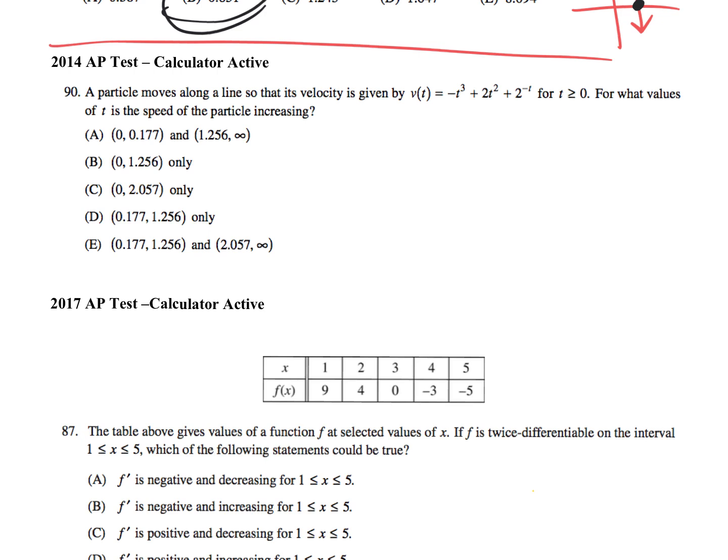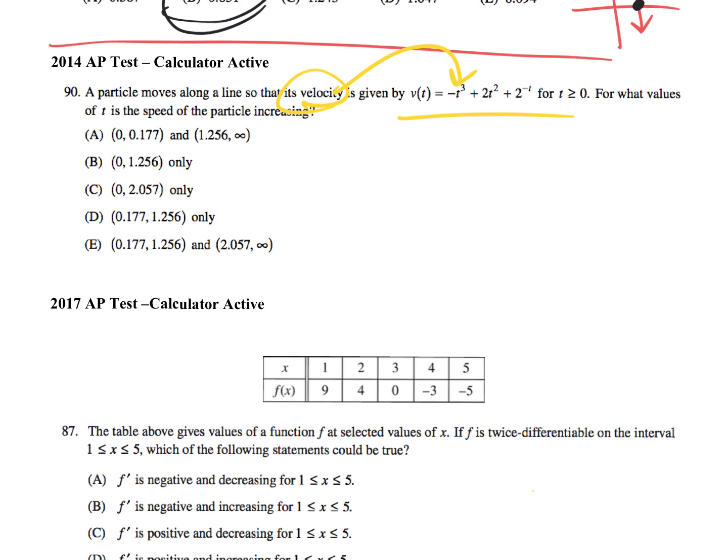All right, it says a particle is moving along the line, so its velocity is given. So again, its velocity, I'm always going to let myself know, ooh, they gave me velocity. For where is the speed increasing? Speed increasing. Let's go take a peek at this graph. Let's go take a peek at the graph of velocity.